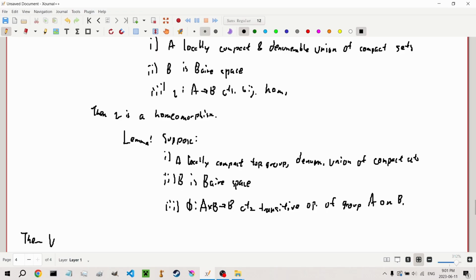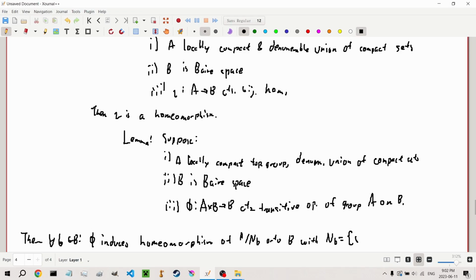With this setup, then for any B in B, phi induces a homeomorphism of A over the stabilizer of B onto B, with N of B, of course, being the stabilizer of B, being the set of x in A where phi of x in B is B.